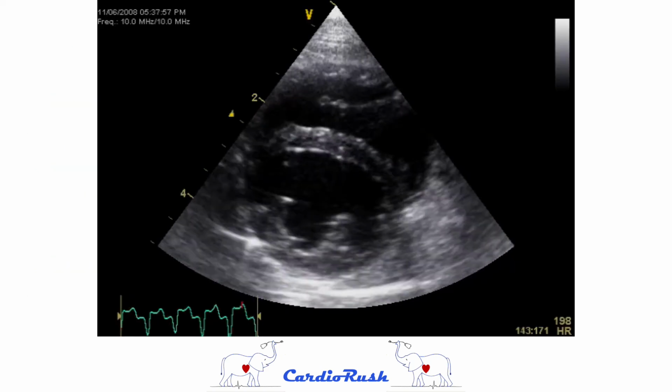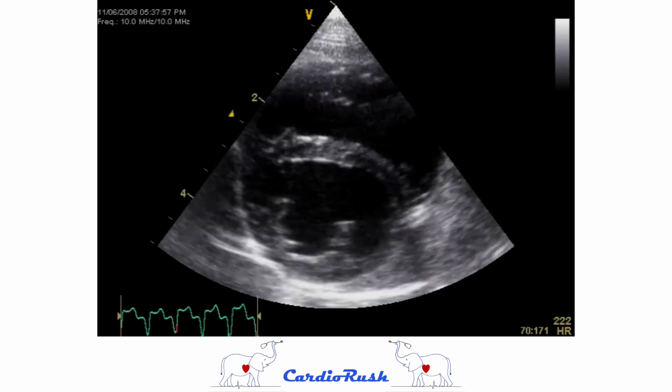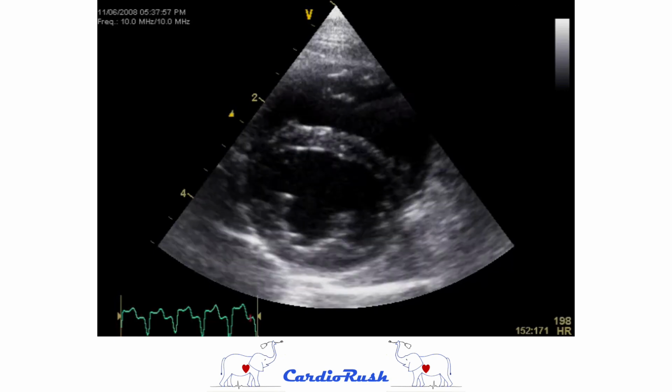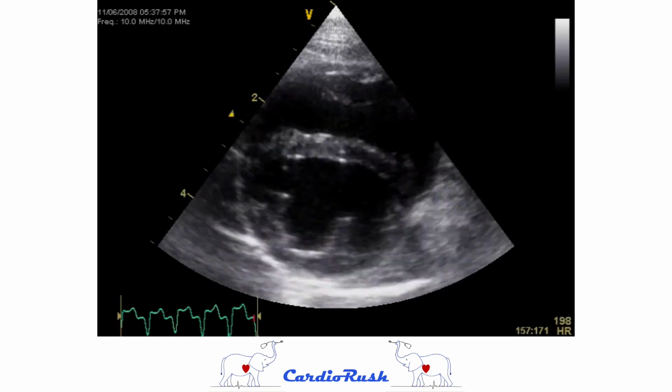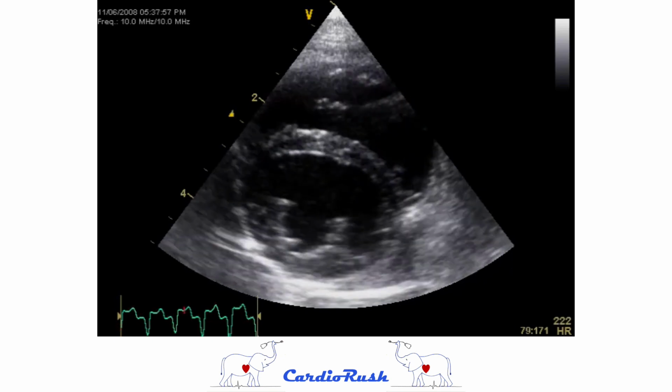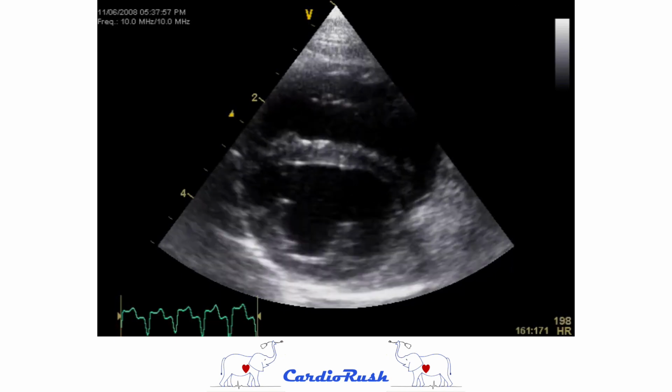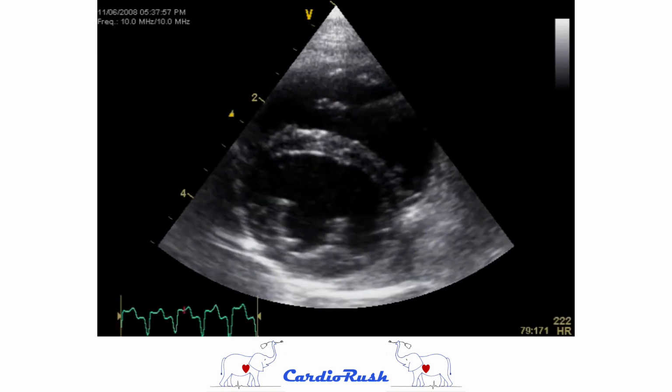Here's an example of a cat who has dilated cardiomyopathy. The left ventricle is dilated. The papillary muscles are a little atrophied. There's reduced contractile function to the left ventricle, and the right heart is also significantly dilated.